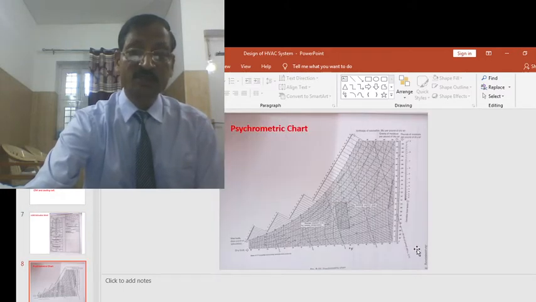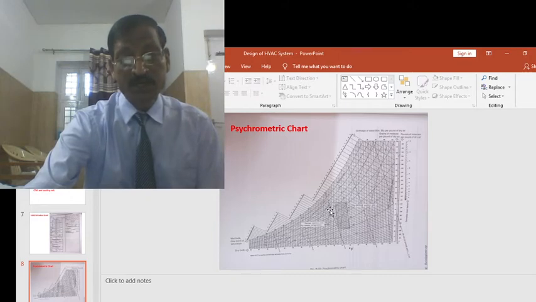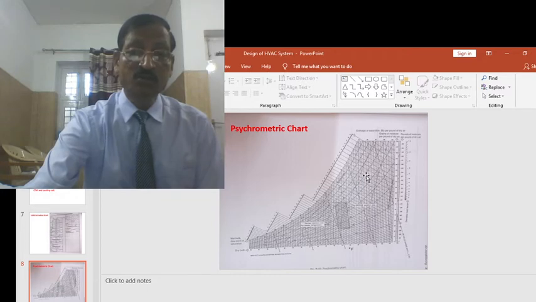This is the basic psychrometric chart, where we can see the outside temperature, the inside temperature, then the outside humidity and inside humidity, and wet bulb temperature. Based on that, we work out the outside conditions and inside conditions. Based on that, we can work out the sensible load, latent load, and apparatus dew point, and then we can calculate the sensible heat factor.